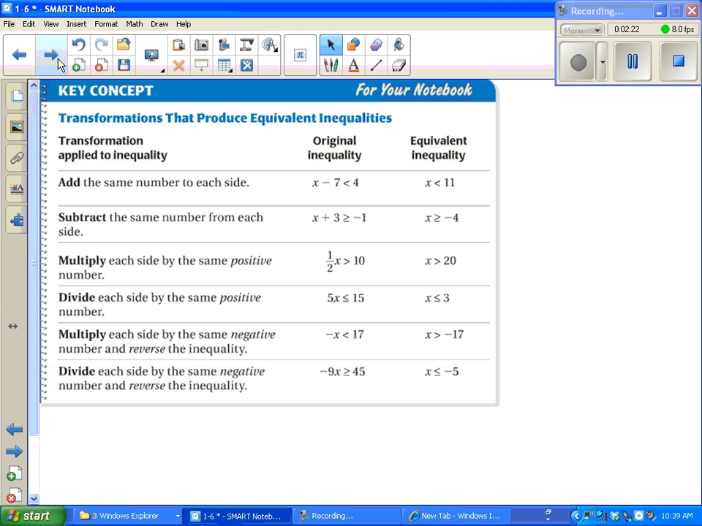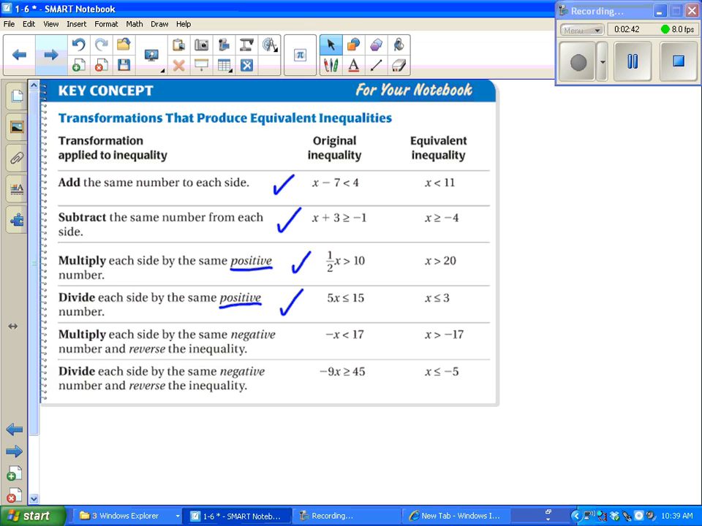Next, we have some rules for inequalities. They're pretty much the same rules that we had for equations. We already saw this one for equations, adding to both sides. We saw this one, subtracting from both sides. We saw multiplying on both sides. Notice it says positive. I'll talk about that in a second. We see dividing on both sides.